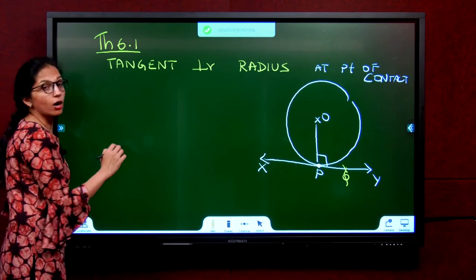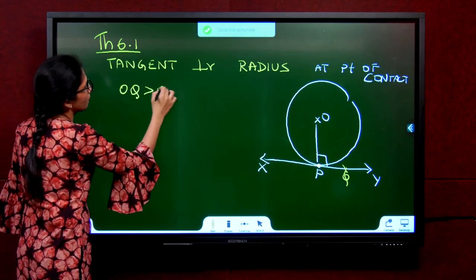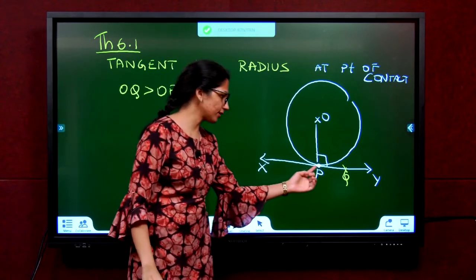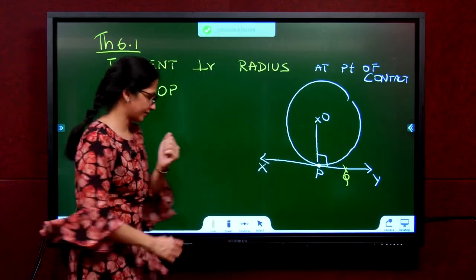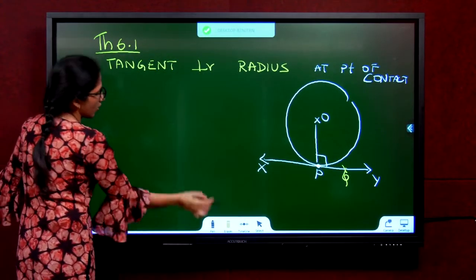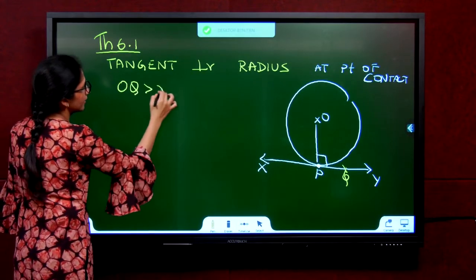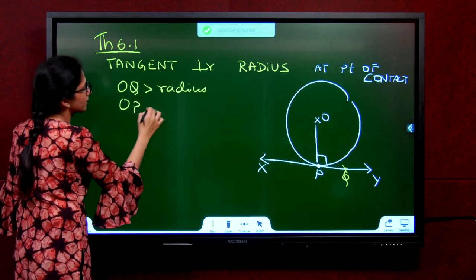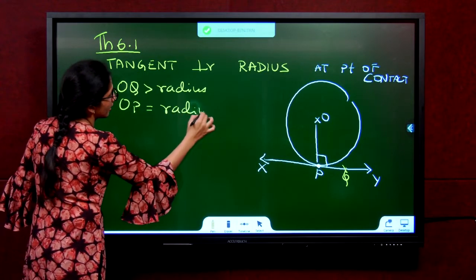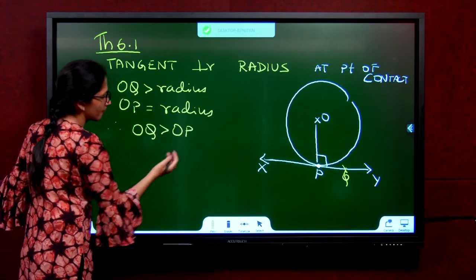Since Q lies outside the circle, can I say OQ is greater than OP? Why? P lies on the circle, Q lies outside the circle. OP is the radius, OQ is greater than the radius. I'll repeat. Q is outside the circle, so OQ is greater than the radius. P is on the circle, so OP is equal to the radius. Therefore, I can say OQ is greater than OP.